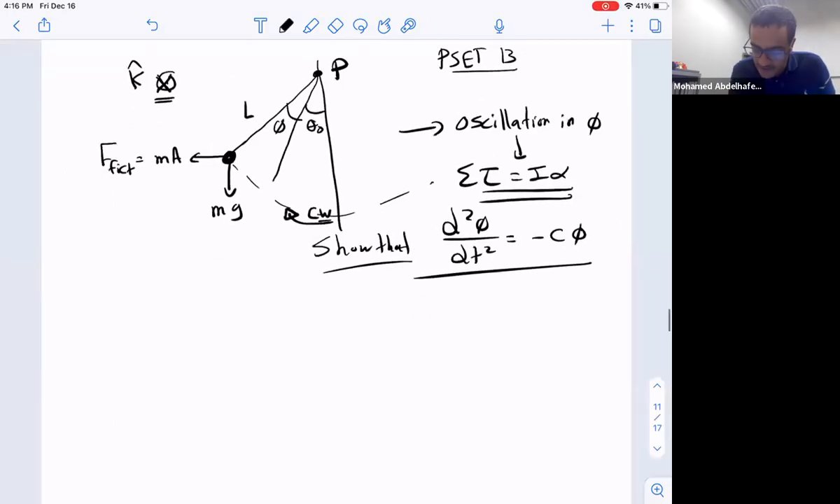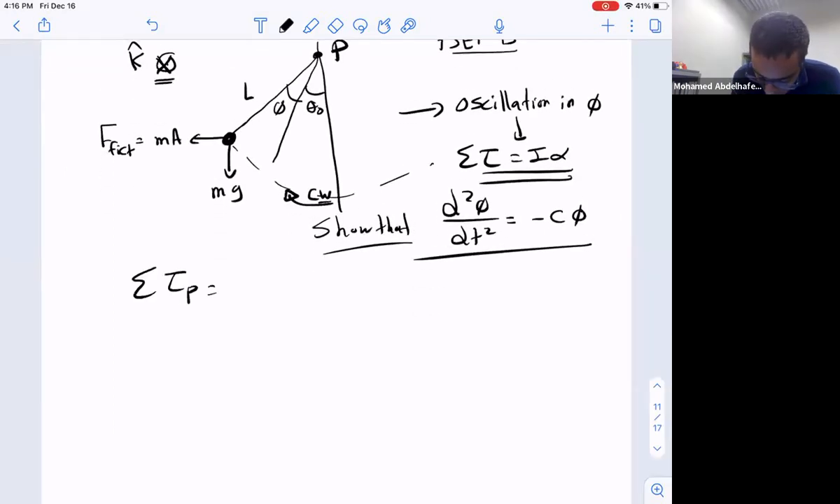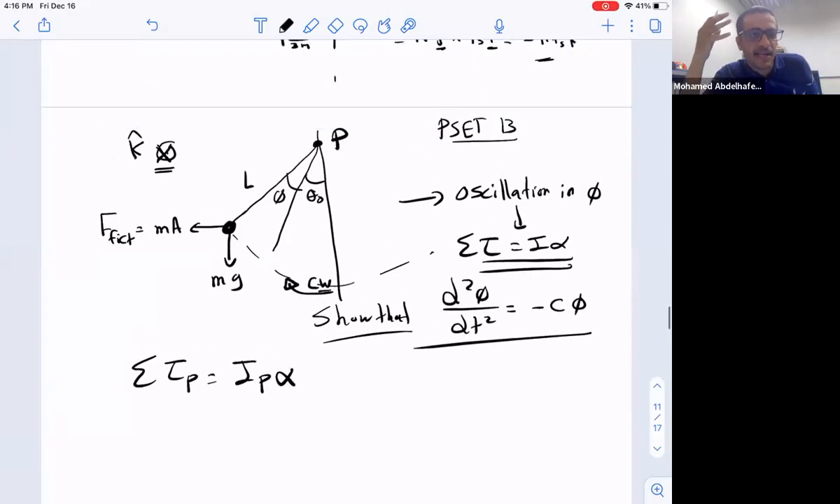So if you calculate the torques about the pivot point, that equals I pivot point times alpha. That's your approach to prove that this is a harmonic oscillator and find the constant C and omega naught. There are two torques here, one from MG and one from MA. For the torque from MG about the pivot, think about which way the force wants to rotate the object, clockwise or counterclockwise. MG is pulling down, trying to push it back, rotate it this way.